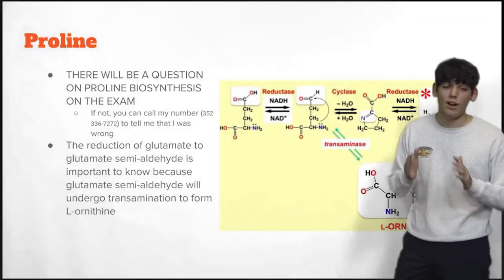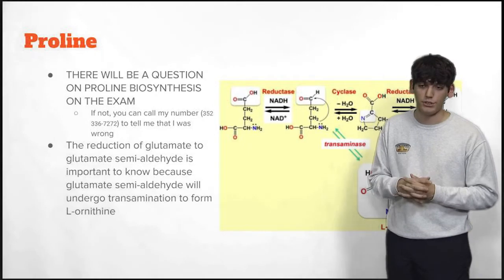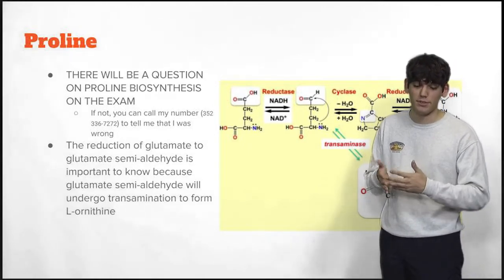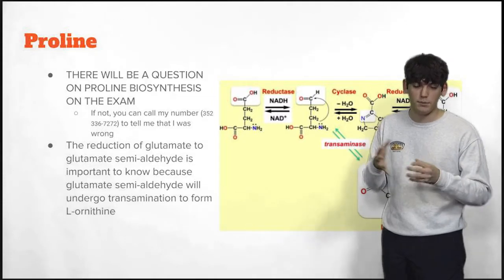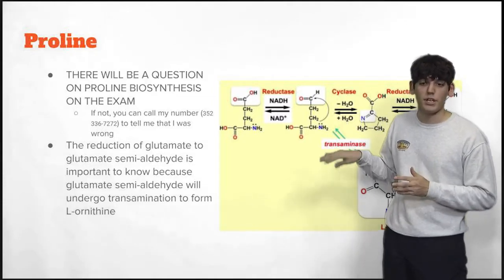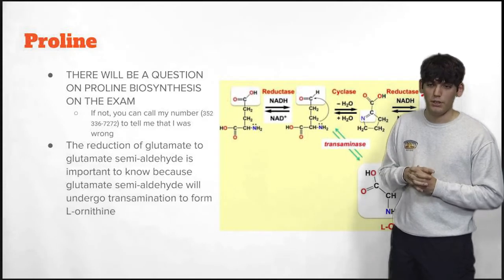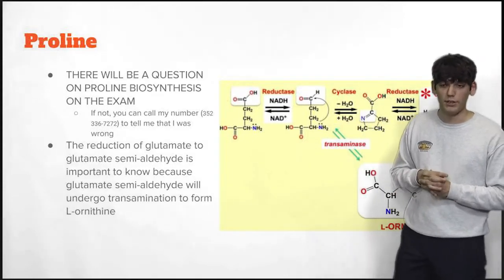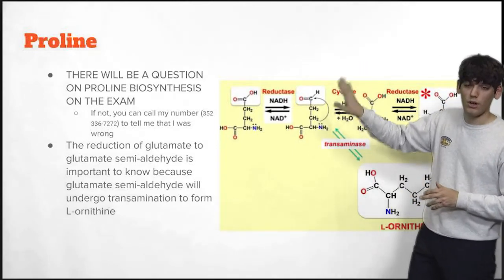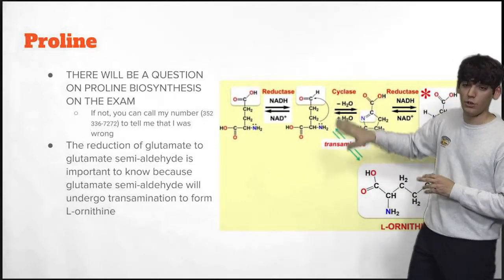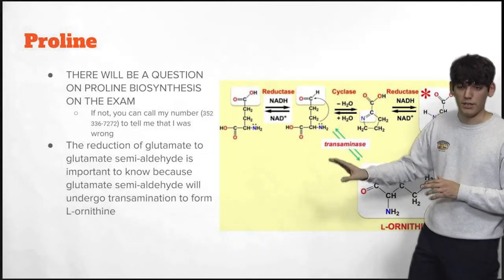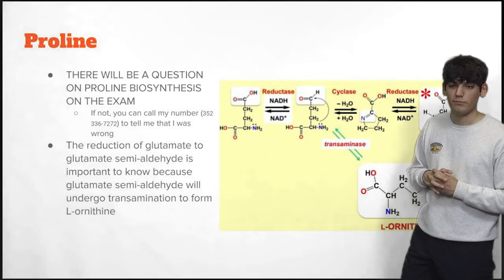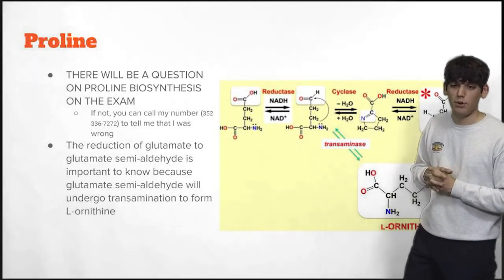With proline, I am confident that there will be a proline biosynthesis question on the exam. So it's really important to understand the process as well as the enzymes that are involved. You don't need to know their names particularly, just the fact that they're a reductase, a cyclase, and then another reductase. So we're going to start off with glutamate. Glutamate will be reduced to form that glutamate semialdehyde. Remember that that's a precursor for arginine. It can undergo transamination to form L-ornithine, which again participates in the urea cycle and moves through to form arginine. Or it can be acted upon by a cyclase.